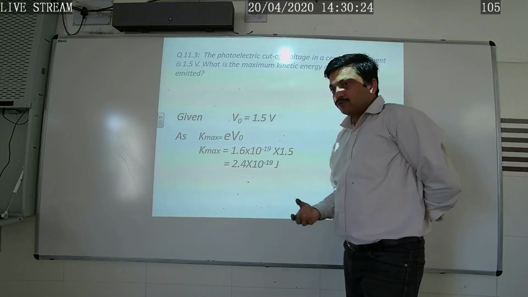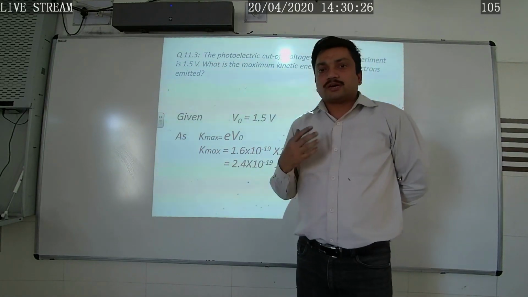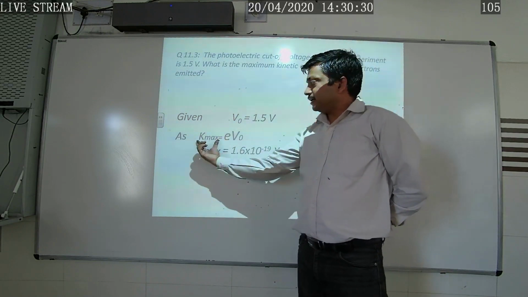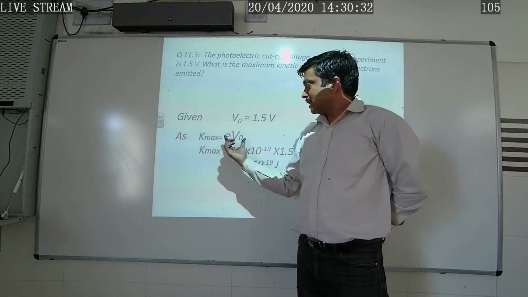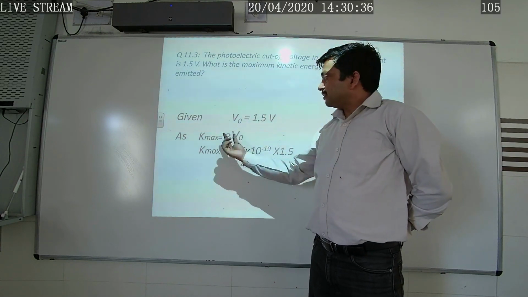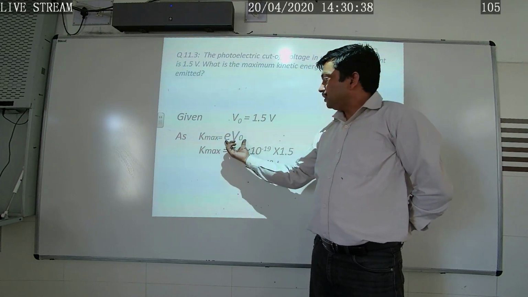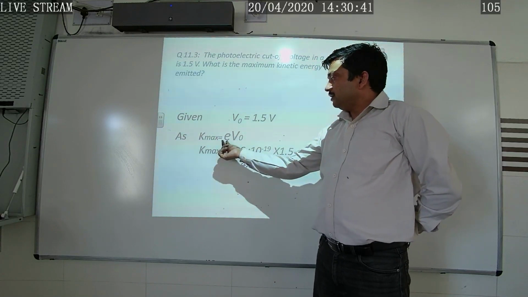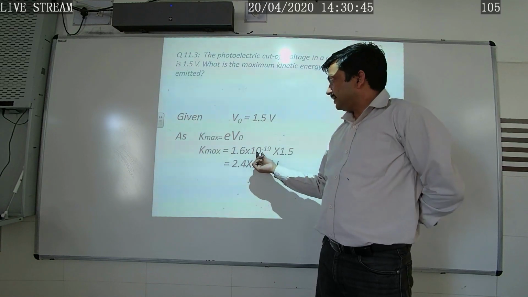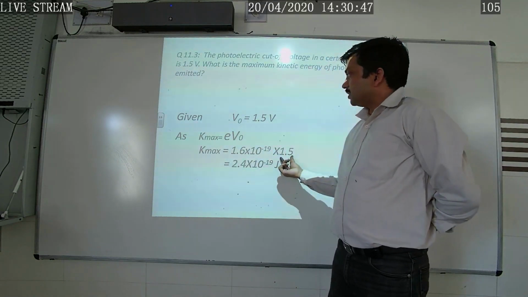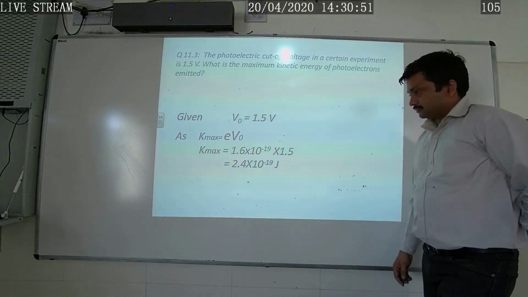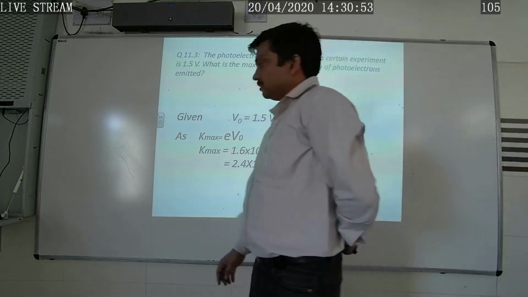According to the photoelectric effect, the maximum kinetic energy of the emitted photoelectron is equals to the work done by the stopping potential. So K max is equals to eV naught. Putting the value of e, the charge on electron, that is 1.6 into 10 to the power minus 19, and V naught is 1.5, which is given. So after multiplying, we got the required answer. Let's move to the next question.